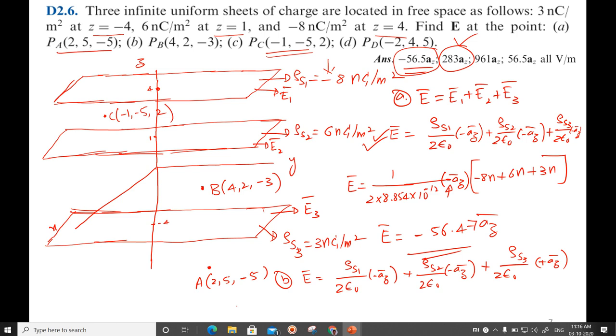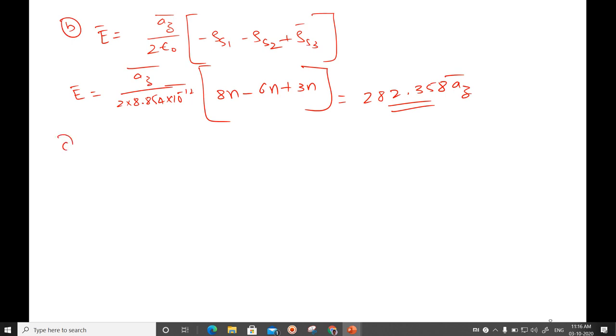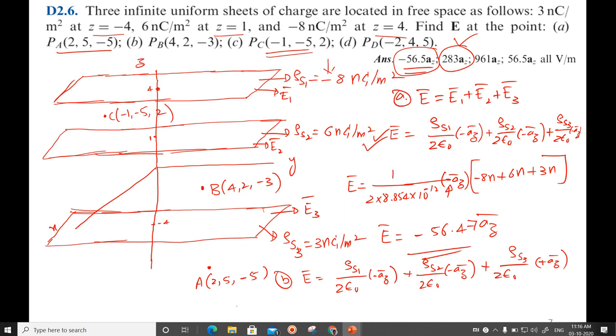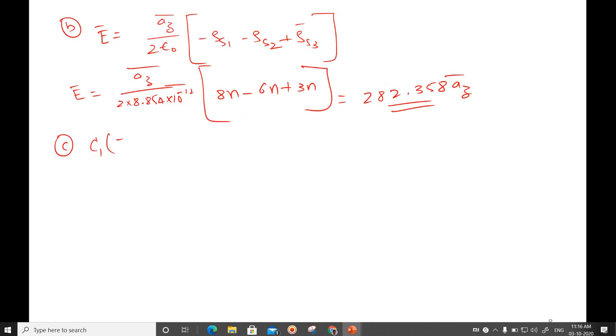Just observe here. From first sheet, the point C is below. For second sheet and third sheet, the point is above. Means for the first sheet, the unit normal vector is in the negative z axis, minus az. For the second and third sheet, it is plus az. Right? The sign will reverse. So part C, the point is minus 1, minus 5, 2.